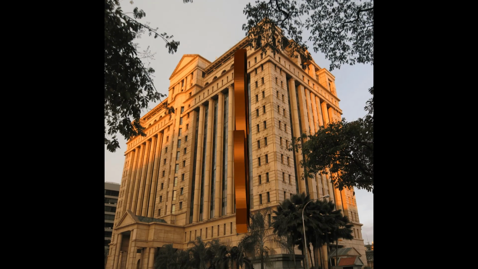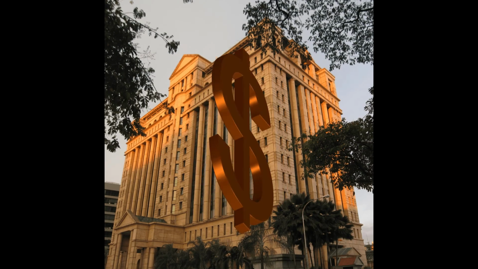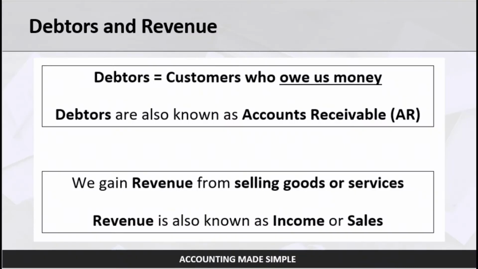Debtors and revenue. Next, we'll introduce the concept of debtors and revenue. Debtors are customers who owe us money. Debtors are also known as accounts receivable, or AR for short. We gain revenue from selling goods or services. Revenue is also known as income or sales.